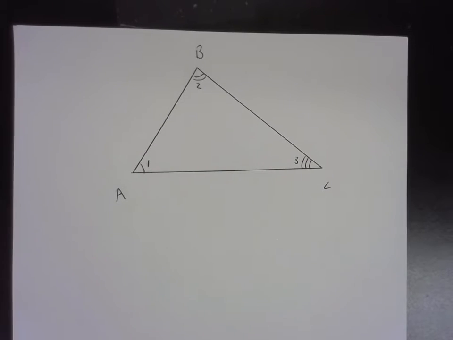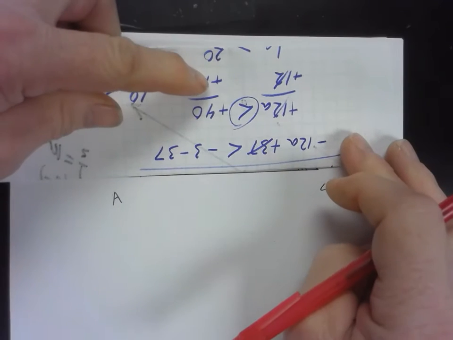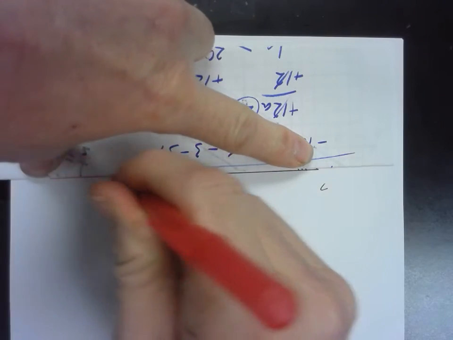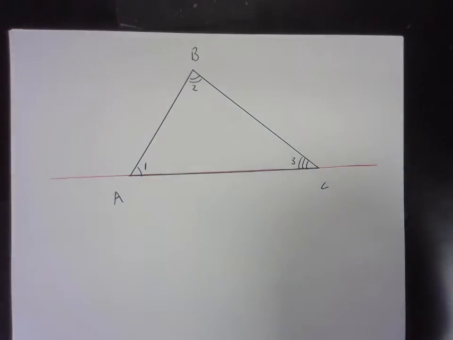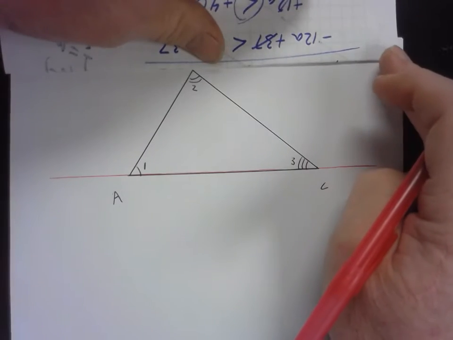So, let's talk about it for a minute. How do we know that angle 1 and angle 2 and angle 3, their sum is 180? How do we know that the triangle sum theorem is a theorem? How do we know it's for real, right? So what I'm going to do is draw a line through one side of the triangle, okay? And then I'm going to draw a line through this other vertex.